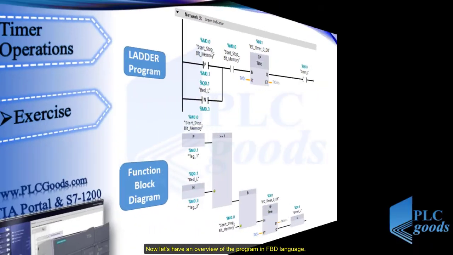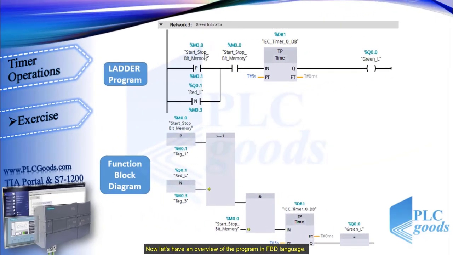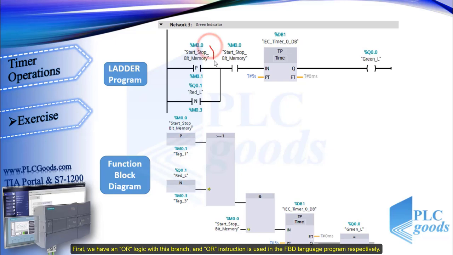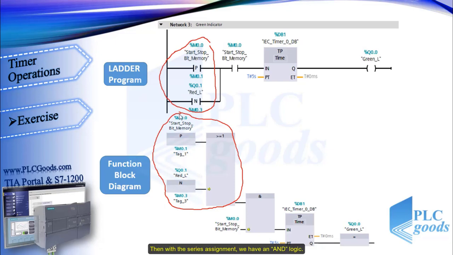Now let's have an overview of the program in FBD language. Let me explain only the green light network. Others are similar. First, we have an OR logic with this branch. An OR instruction is used in the FBD language program, respectively. Then with the series assignment, we have an AND logic.